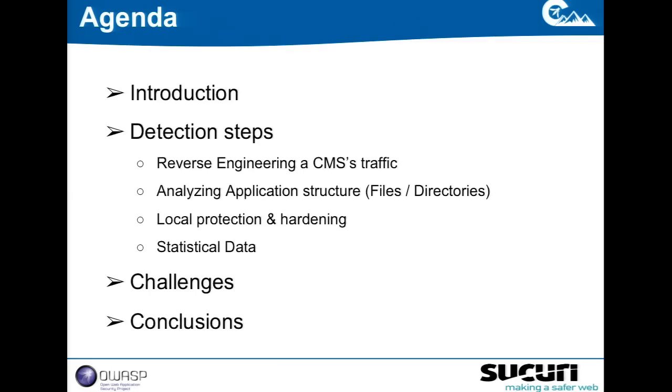Our agenda: a quick introduction, the 4 steps that we use here, some challenges we have, and some conclusions. We have some ideas about projects that maybe we could put under the OWASP project. That would be great, so we could share more information and make the web a safer place. We could not make it too safe, because if it's too safe, we don't have jobs, right? So you need to balance.